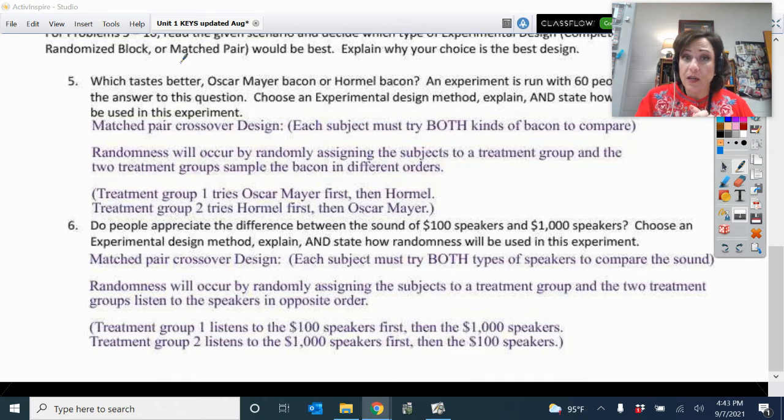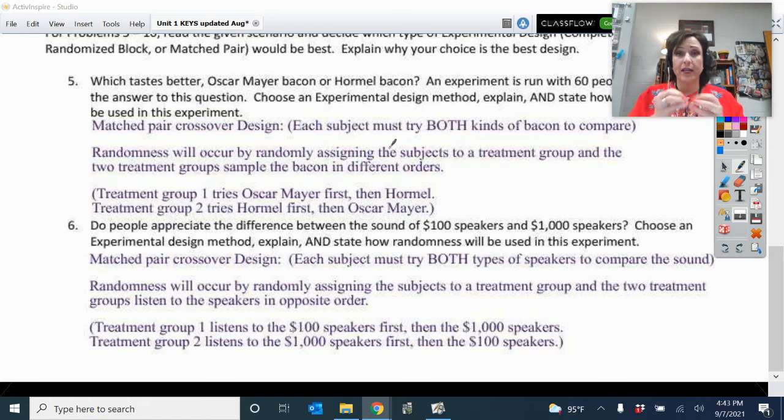For both numbers 5 and 6, in order to accomplish this experiment, because in number 5 they are comparing one type of bacon, Oscar Mayer, to Hormel bacon, in order for me to decide which tastes better, I need to have sampled both. So by virtue of that, it naturally has to be a crossover design. So this has got to be matched pairs crossover, because I have to do both to be able to say which one is better. But the randomness occurs, as you can see there.